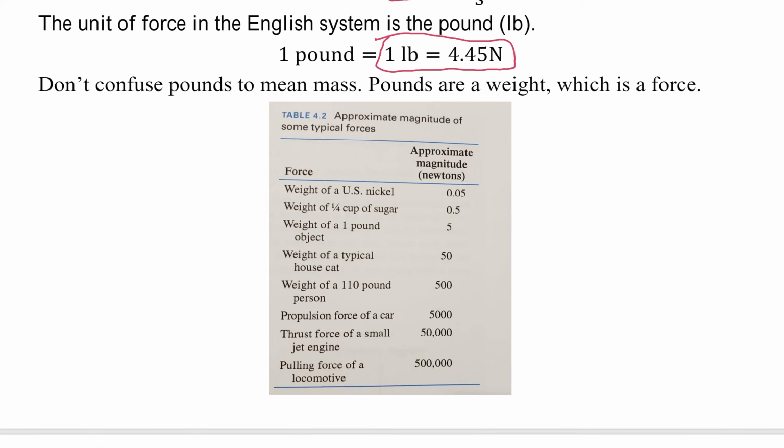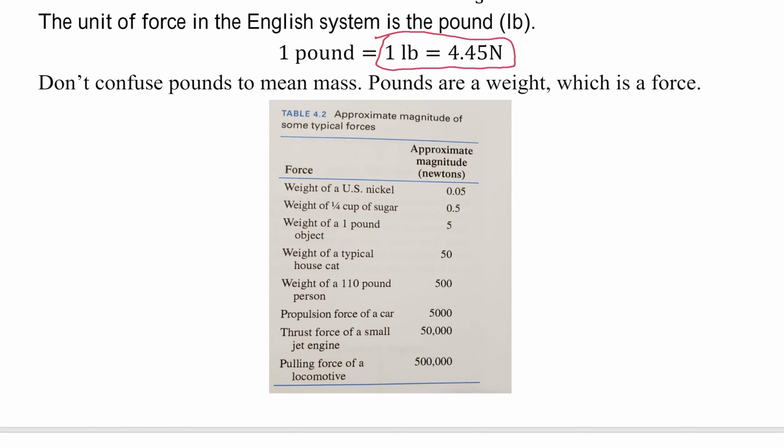Alright, so we have some typical things that we use in our daily lives here that will tell us our approximate magnitude in newtons. Weight of a U.S. nickel, 0.05 newtons. Weight of a quarter cup of sugar, 0.5 newtons. Weight of a 1 pound object, this is approximate. Remember, I just told you 1 pound up here is 4.45 newtons, so these are nice approximations only. Weight of a 1 pound object, 5 newtons. Weight of a typical house cat, unless you have a fat cat, it would be 50 newtons. Weight of a 110 pound person would be 500 newtons.